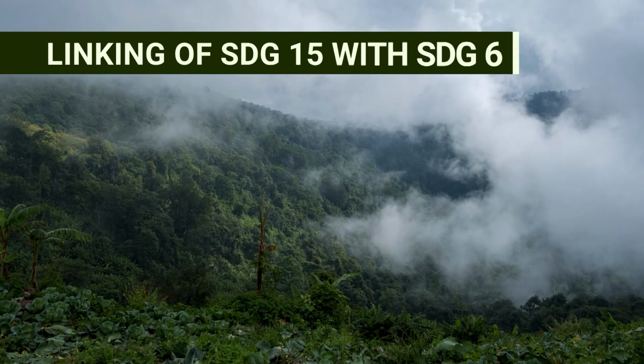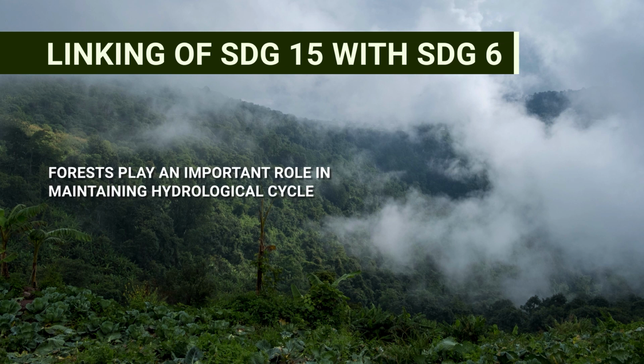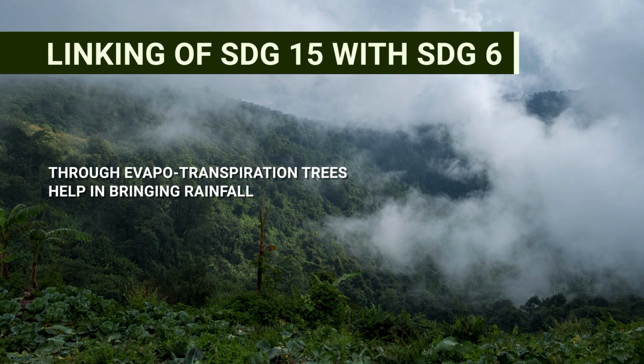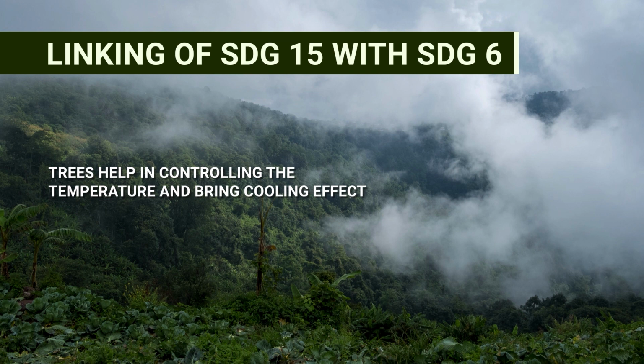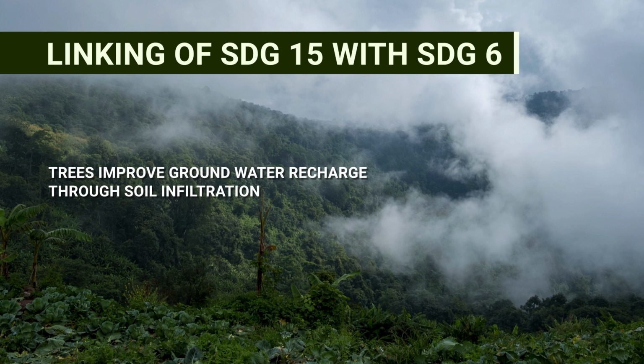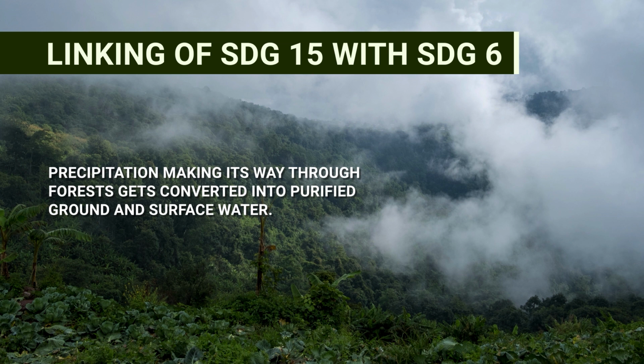If we talk about the linkage between SDG 15 and SDG 6, that is clean water and sanitation, forests play a pivotal role in maintaining the hydrological cycle. Through the process of evapotranspiration, forests add water vapor into the atmosphere, and when it cools down, it falls to the ground as rain. So we can say that trees help in bringing rainfall. At the same time, evapotranspiration helps regulate temperature through a cooling effect. Trees help in groundwater recharge through soil infiltration. Precipitation makes its way through the forest and is converted into groundwater, and as runoff it becomes surface water, which flows into streams and eventually into rivers.